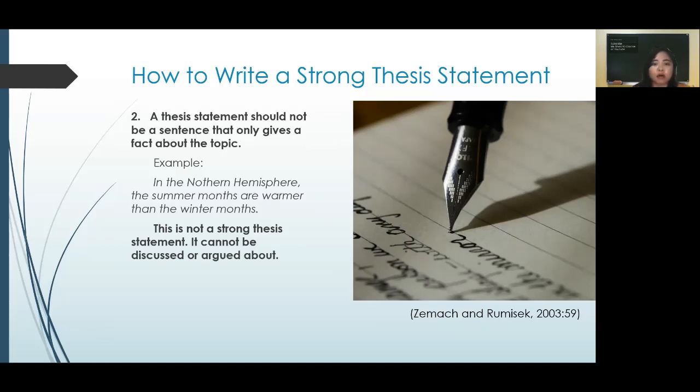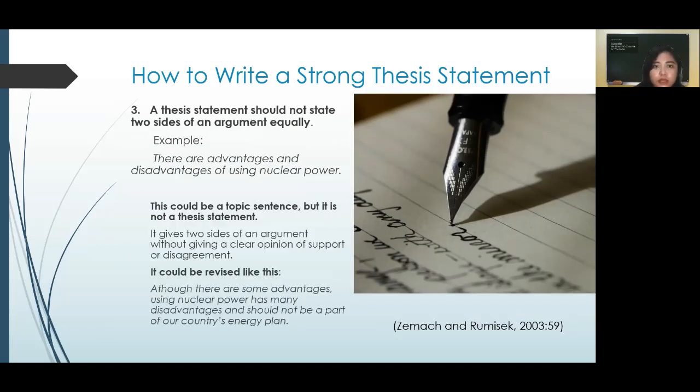That's why we should not put only a fact in your thesis statement. Don't only give a fact about the topic in your thesis statement. Add more opinion about the topic. Okay, next, the third, the last: a thesis statement should not state two sides of the argument equally. You should not state two sides, you should put yourself in a position.